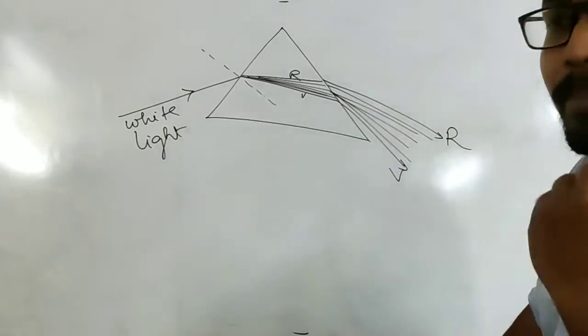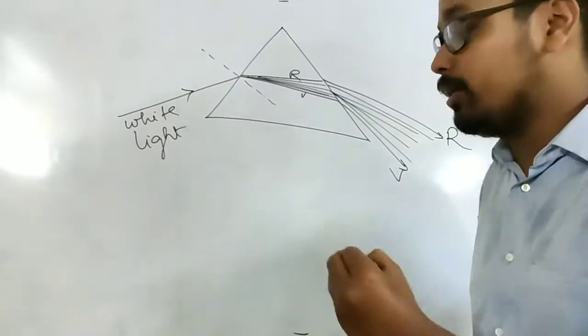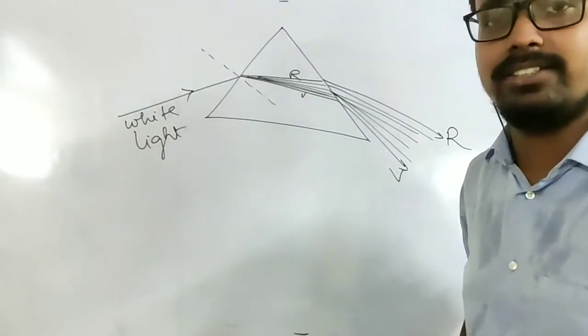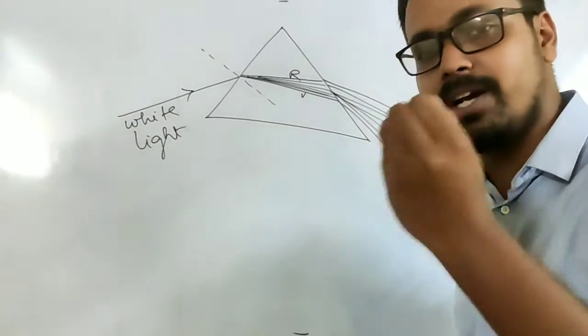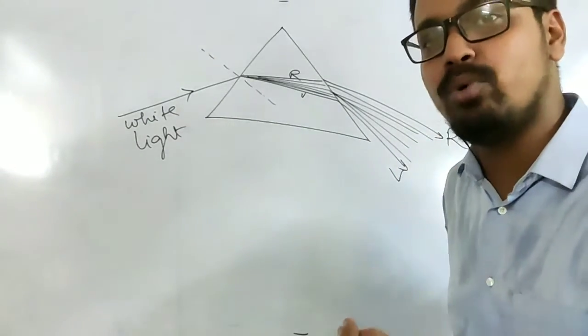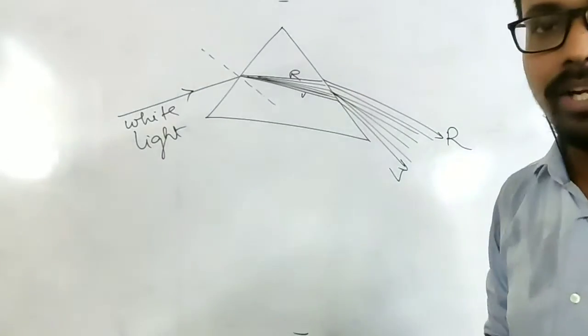It is only based on the wavelength of each of the rays. Wavelength is the most important factor in the scattering of light. This must be clear to you. Wavelength is the most important factor in the scattering of light.